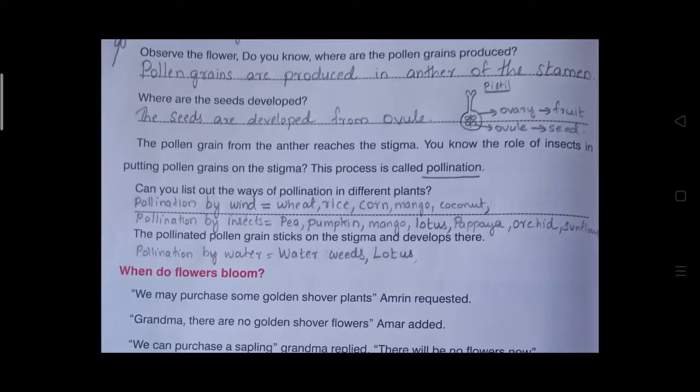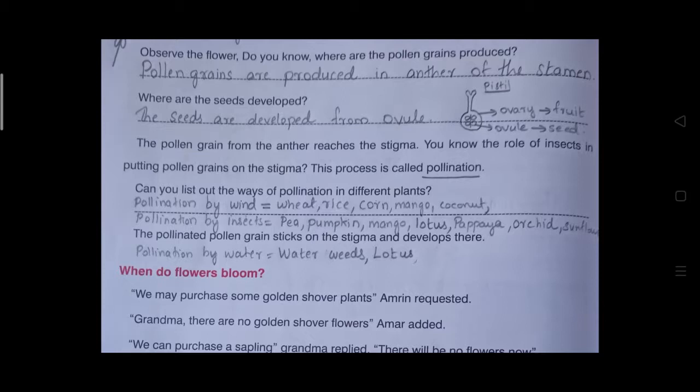The pollen grains from the anther reach the stigma. You know the role of insects in putting pollen grains on the stigma. This process is called pollination. That we have already discussed. You have written it in your notebook also. Can you list out the ways of pollination in different plants?